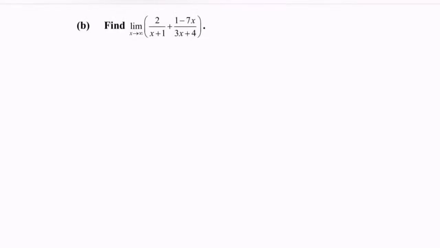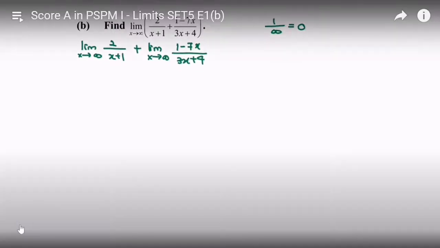So teruskan. First, what we have to do is to split the situation. So where we have the properties, limits when x approaching infinity for the function 2 over x plus 1, plus limits when x approaching infinity for the function 1 minus 7x over 3x plus 4. So kindly take note, if we substitute the situation, we will have 1 over infinity, so it will become 0. So for the first part on the left hand side.